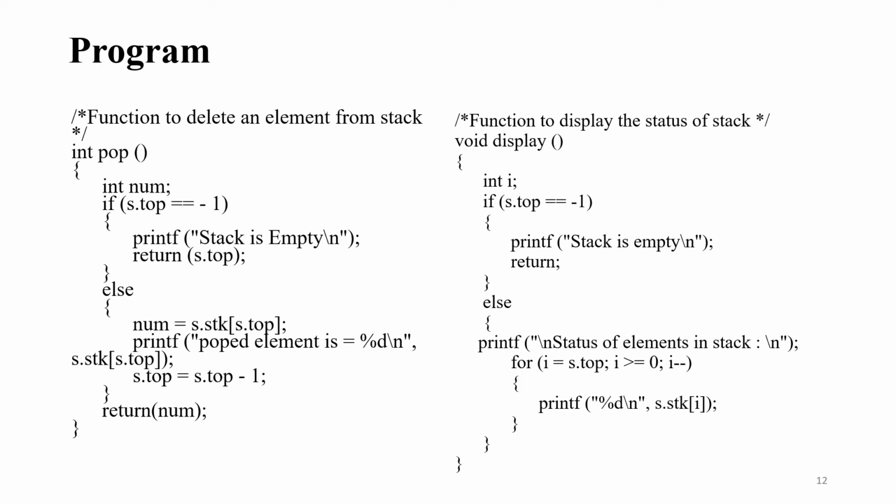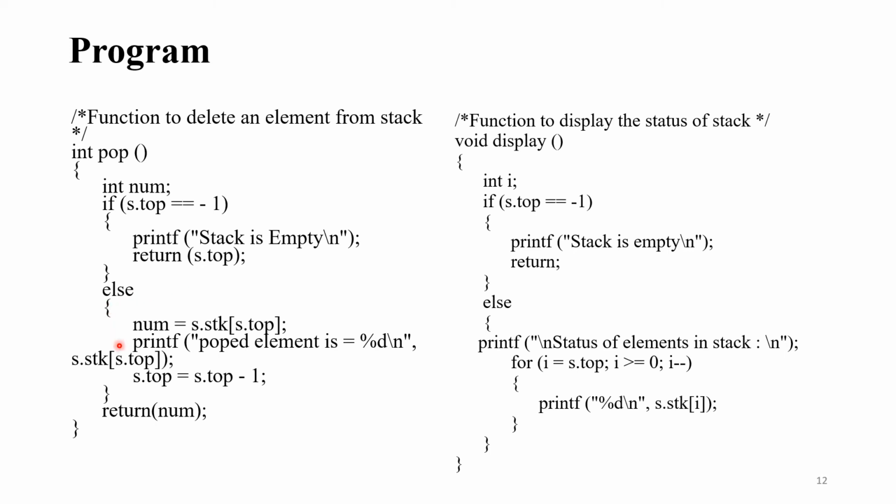Function to delete an element from the stack, that is pop. So here we delete an element from the stack. First we check the if condition, that is s.top == -1. If this condition is true, then print stack is empty. Return s.top. If this condition is false, then the stack is not empty, so we delete one element from that stack. So we jump to the else part.